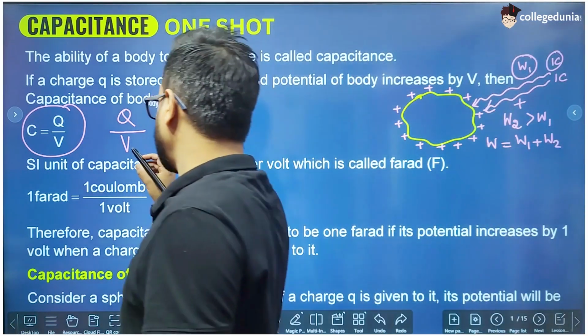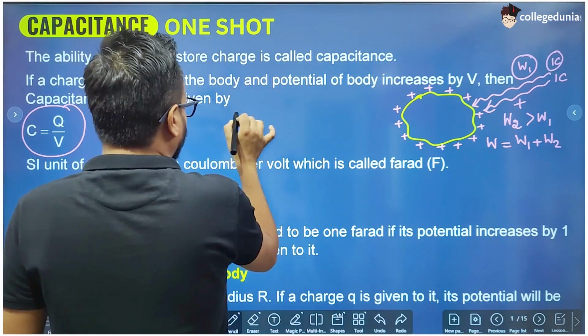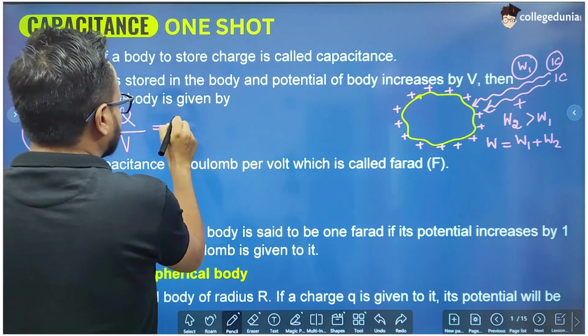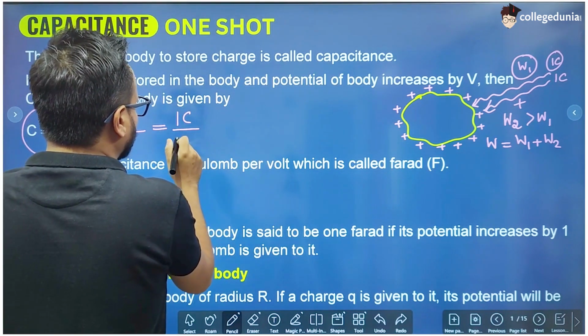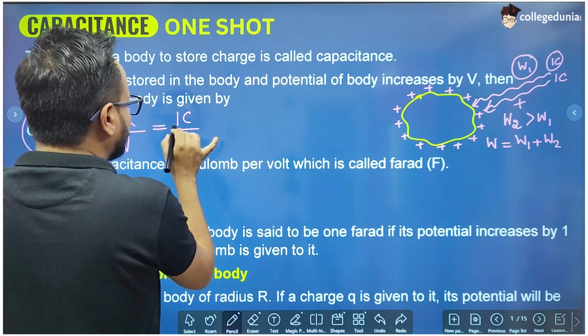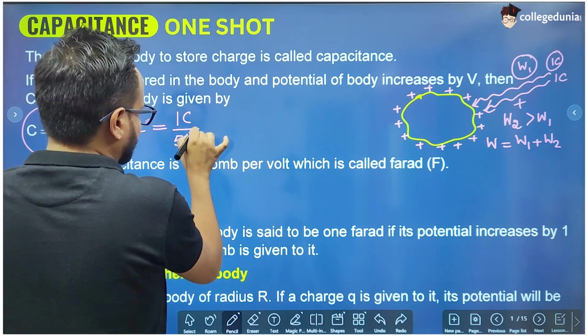Suppose there is a body 1 which is given a charge of 1 coulomb, and due to that the potential of the body is increased by 5 volt, let us say, right?